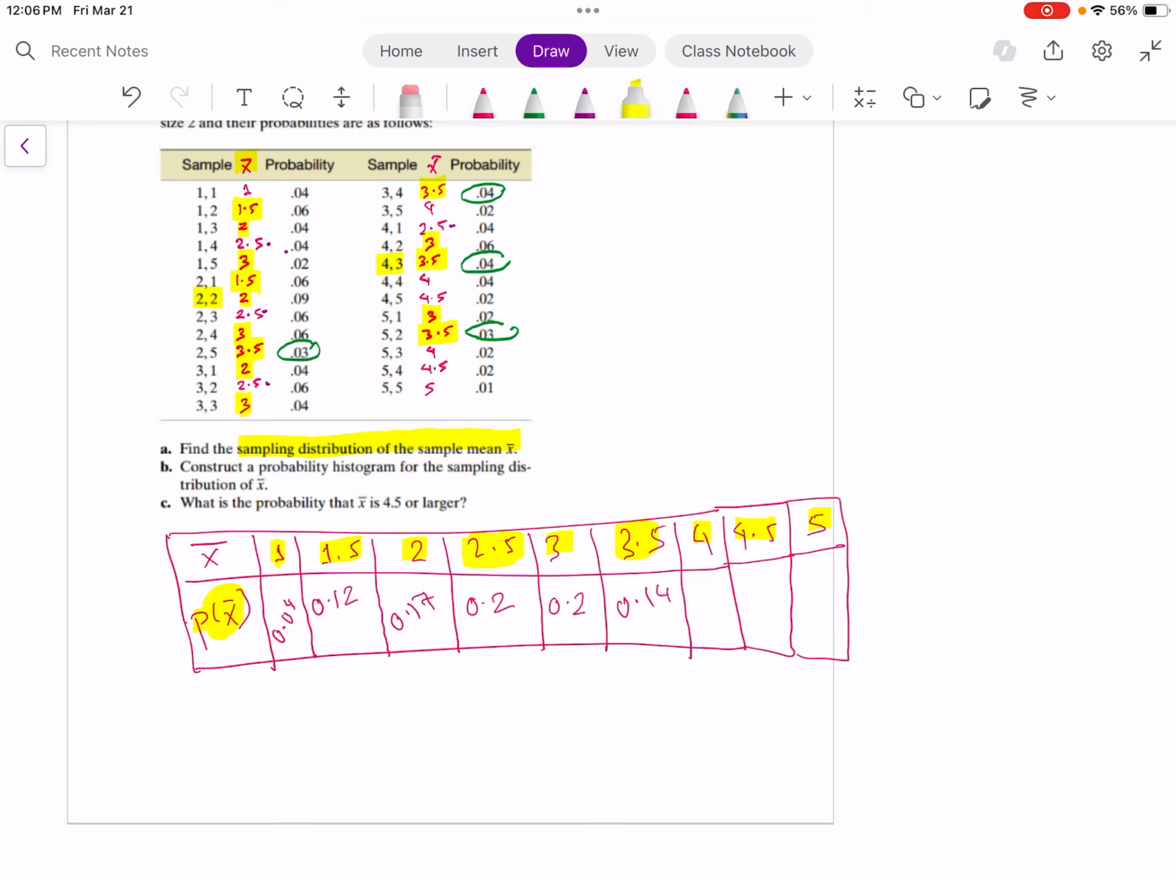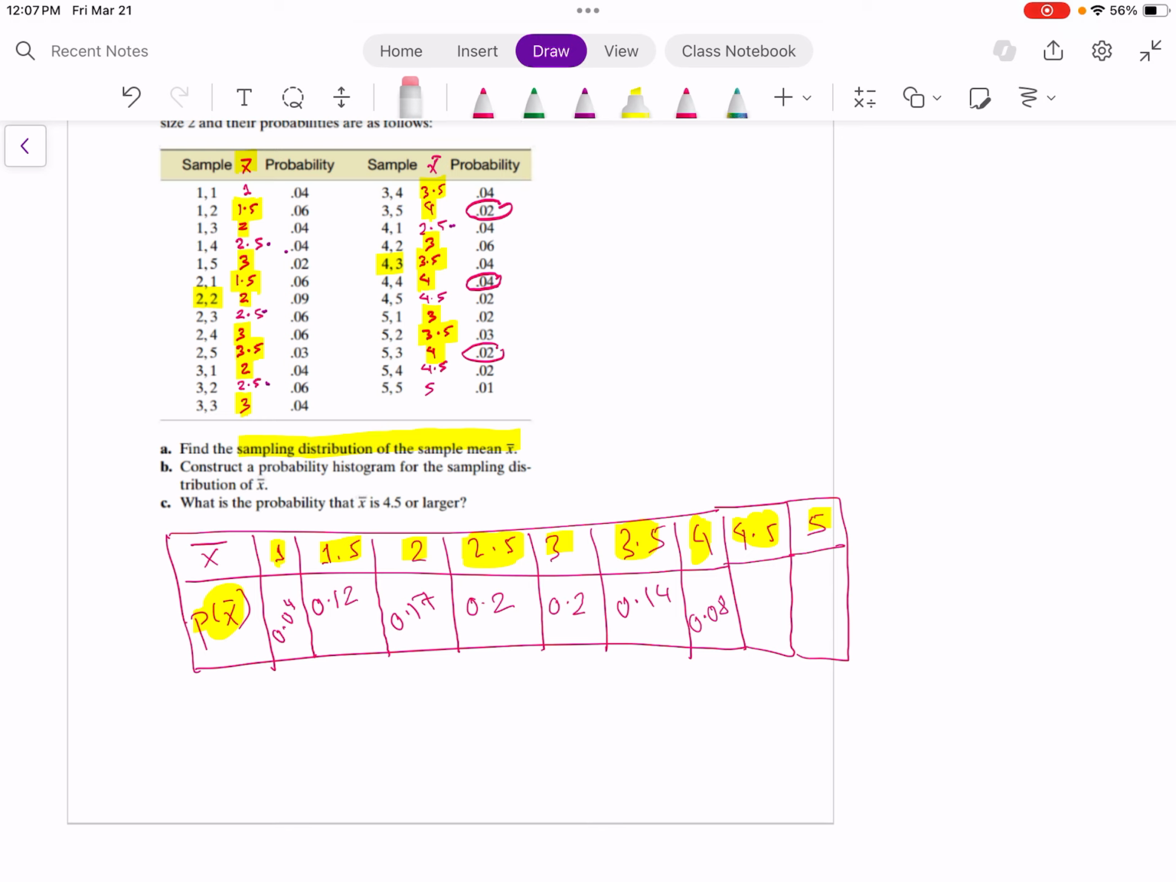Now the next, we have x bar equals 4. Let's see where we find 4. We don't have 4 here. We have 4 here, here, and here. So the probability is 0.02 plus 0.04, which is 0.06, plus 0.02, which is 0.08. Now let's find the probability that x bar takes 4.5.